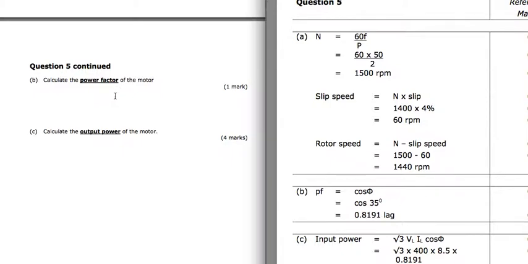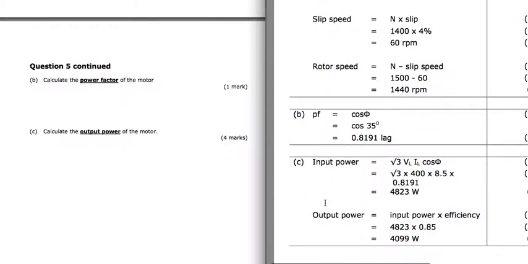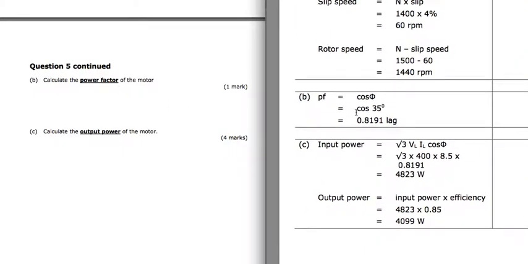We need to find the power factor of the motor. So the power factor is the cosine of the angle. We're given the angle of 35 degrees. Cosine of 35 is 0.819 lagging. It's an inductive load, so it's lagging.